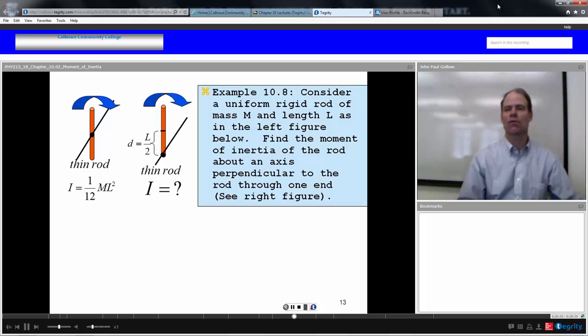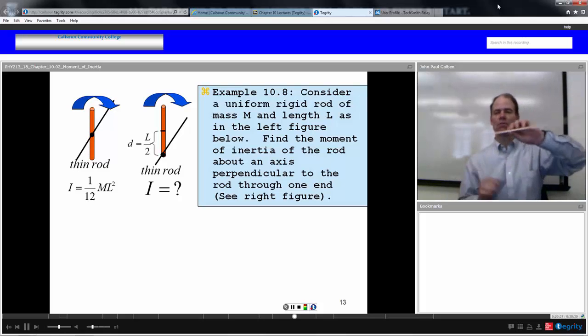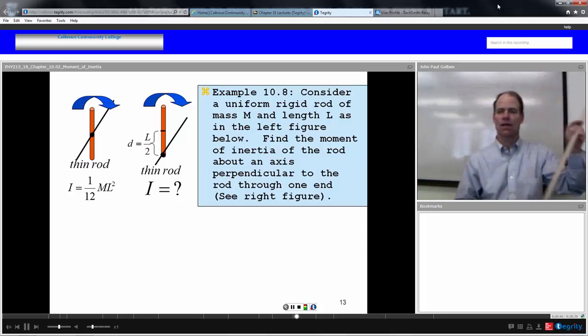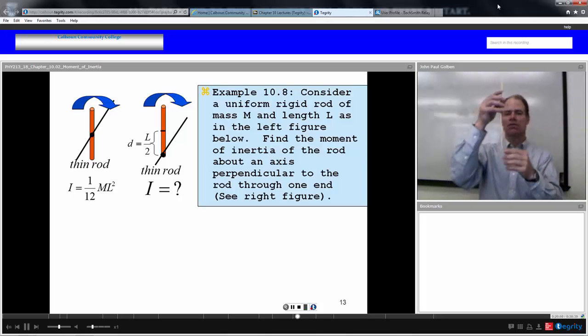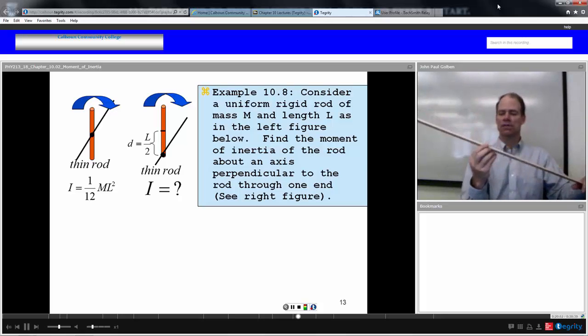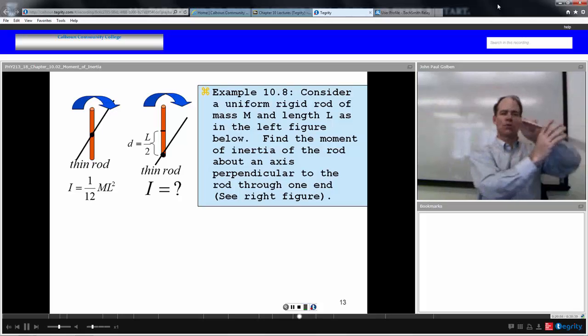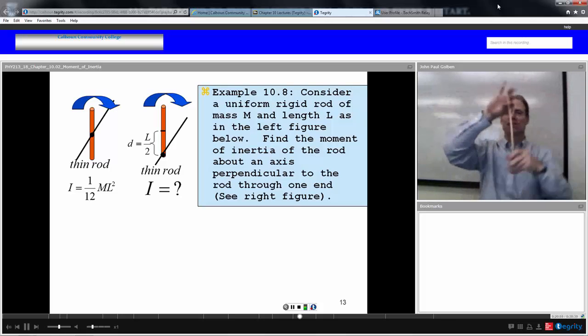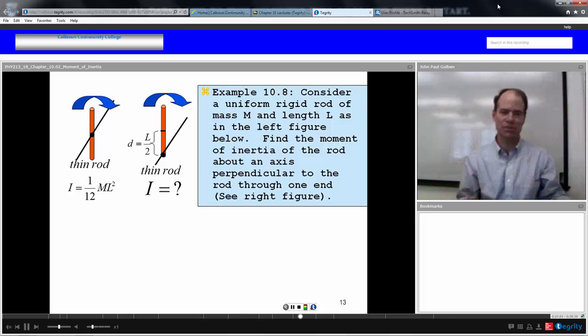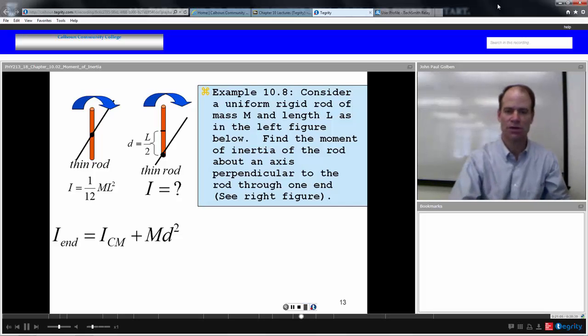Here's an example. Consider a uniform rigid rod with a moment of inertia about its center of mass like this. We just determined a moment ago that it is 1/12 ml squared. Find the moment of inertia of the rod about an axis on the end. So if we move it a parallel distance from the middle to the end of the rod, what is the new moment of inertia? That's also on our table, so we already know what the result should be, but we want to use the parallel axis theorem to come up with this result.